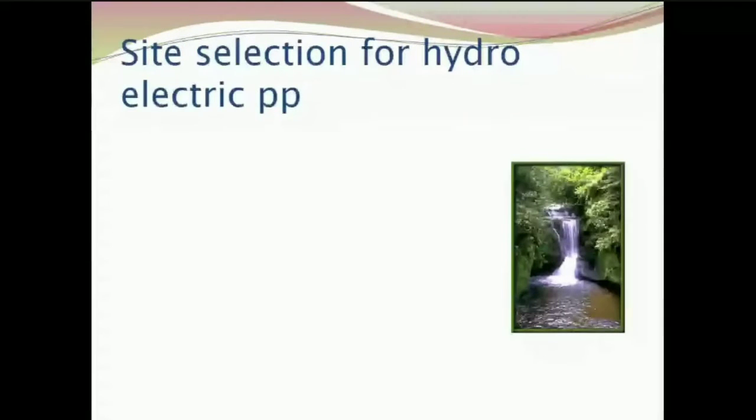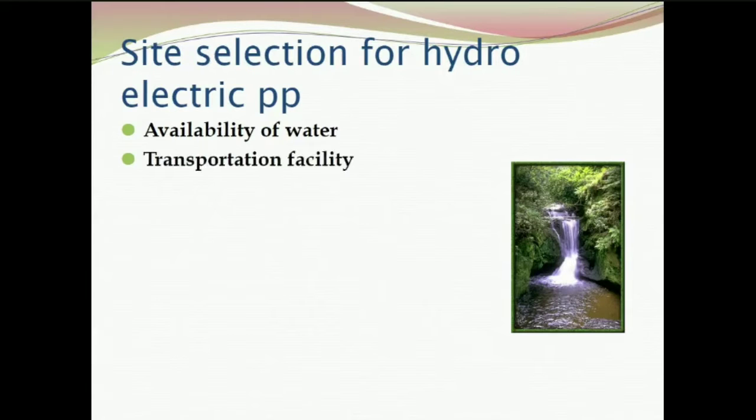Now we shall see the site selection for hydroelectric power plant. So first point is the availability of water. Water should be available because the fuel used here is water. Then transportation facility. In order to construct the power plant as well as to operate it, we need transportation facility. Then head of water. Water should be available at a particular height. So head of water is also an important point while we are selecting the site for a hydroelectric power plant.